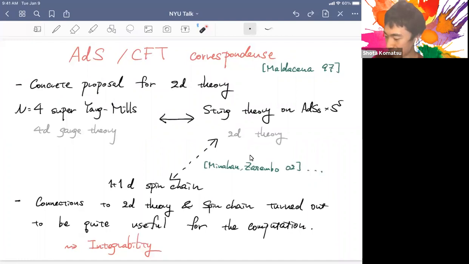And furthermore, in 2002, Minahan and Zarembo found that this 2D theory also has an alternative description in terms of a 1+1 dimensional spin chain. So this is also a 2D system, but whereas the string theory is a continuous theory, here we have a discrete system. But the claim is that they describe the same system, just with different descriptions. These connections to the 2D theory and spin chain turned out to be quite useful for actual computation, in particular because of the property called integrability. So this is the main topic of my talk.